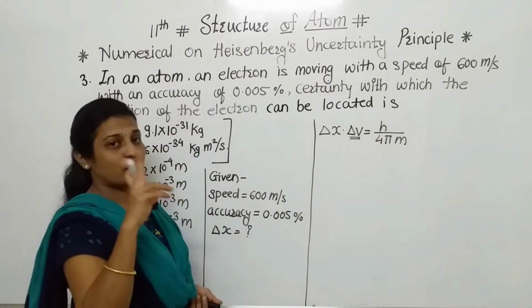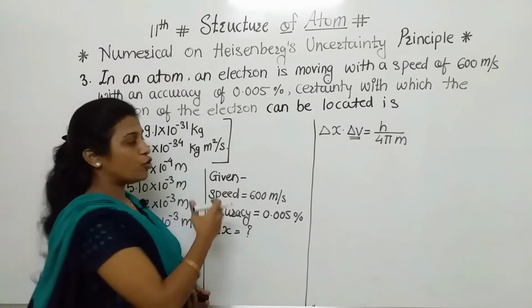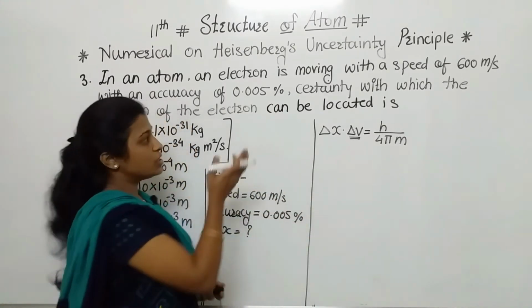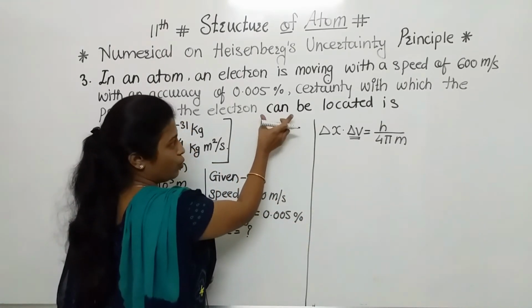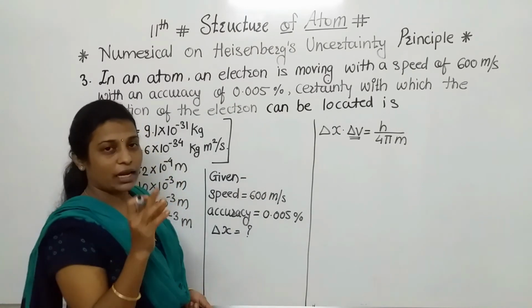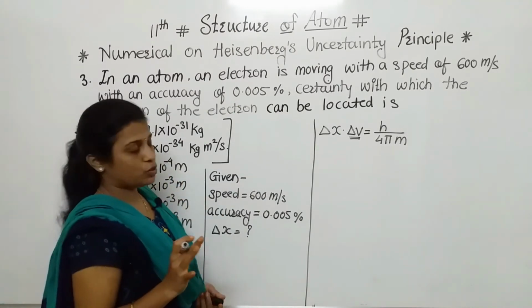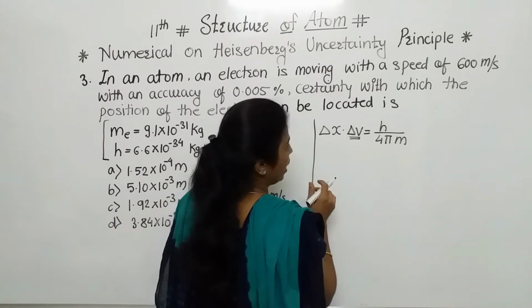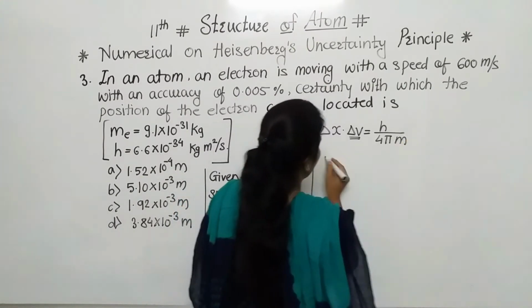This problem is similar to the first problem. So before going towards the answer, after completion of the question, you have to pause this, write the question and try to solve it. Now see. Firstly, we have to calculate the delta v. So how to find it out?